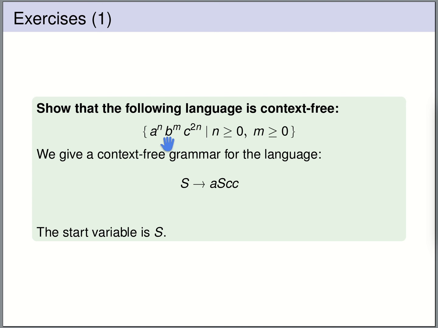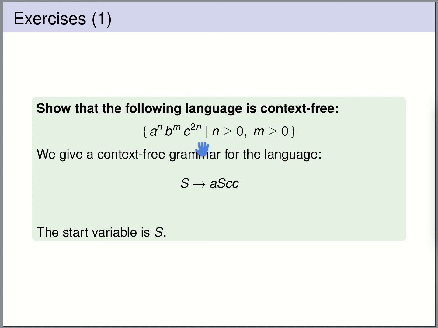But at some point we have to produce these b's. Now, we cannot just add another rule that rewrites S to bS. Because if we would add a rule S goes to bS, then we could create a b, and after the b we could apply the first rule again and create an a that stands after a b, and that's not in the language that we want.